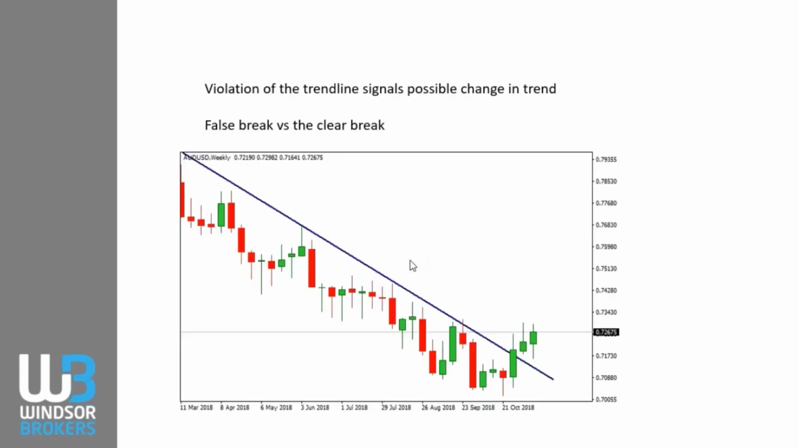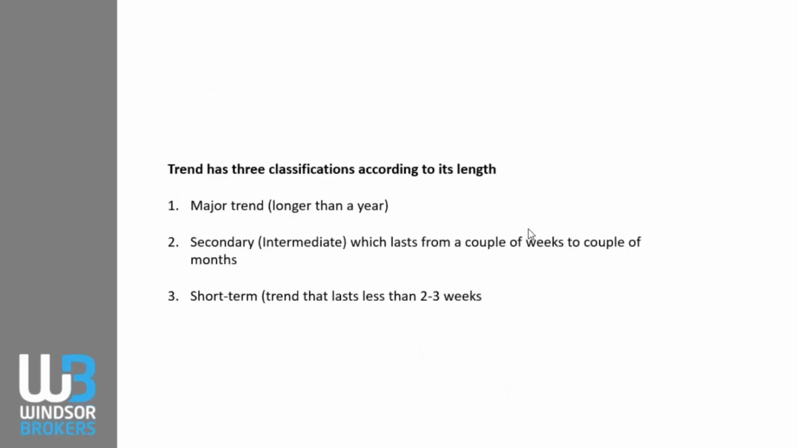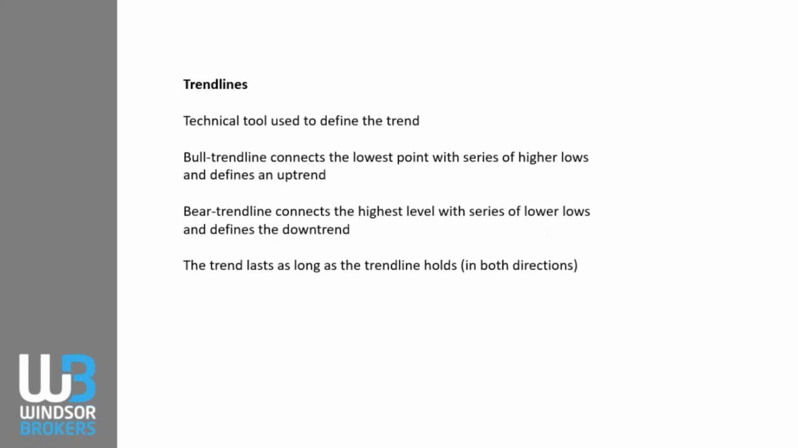And as we said, we had the classification of the trends into the major, secondary, and the short term, and then we'll go to trend lines. As we said, we mentioned this already. It is a technical tool used to define the trend. A bull trend line connects the lowest points, which we mentioned already, while on the other side, a bear trend line connects the series of lower lows and defines the downtrend.